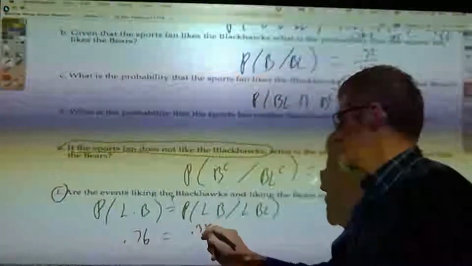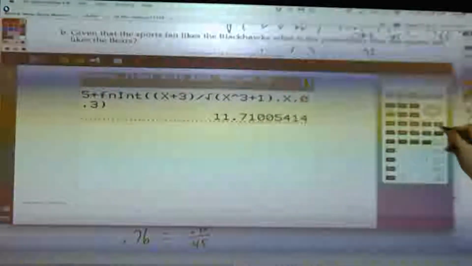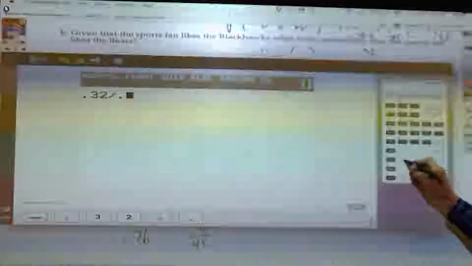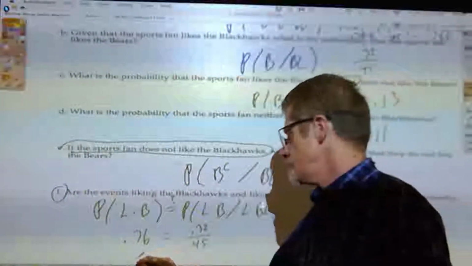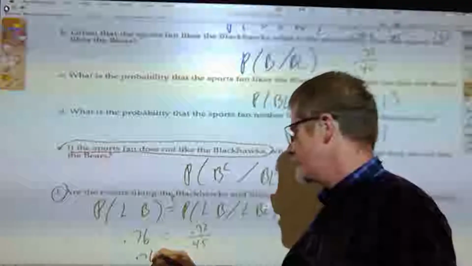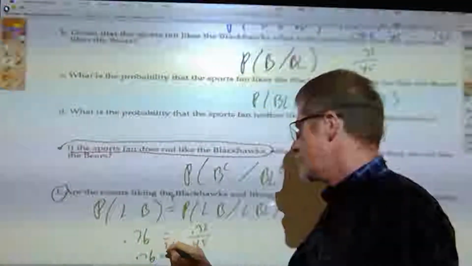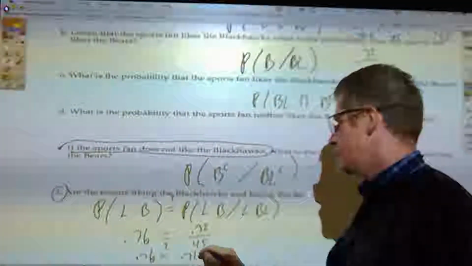So here's where a calculator comes in handy. So when I take my calculator and type in 0.32 divided by 0.45, we get 0.711. Okay, now here's a sentence. 0.76 equals question mark 0.711. And the answer is no. Now here's some verbiage that's required.